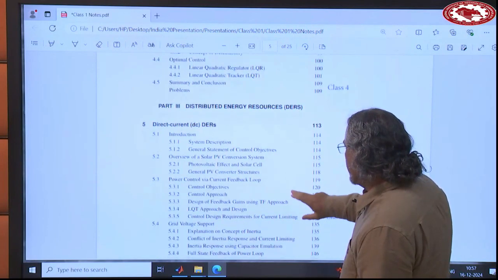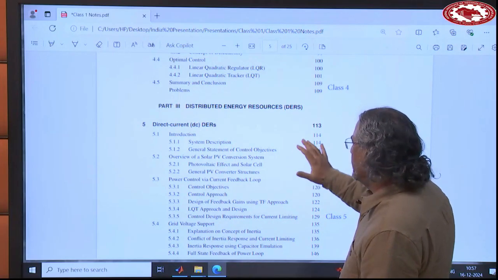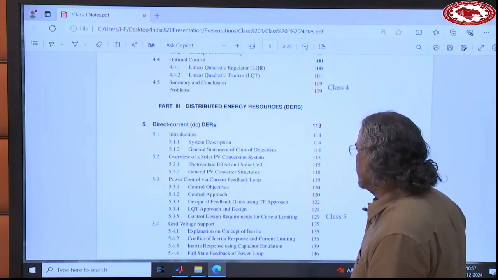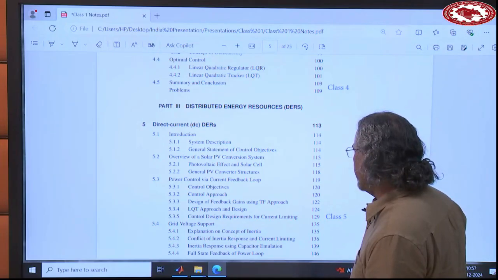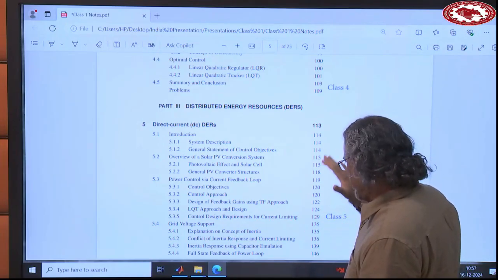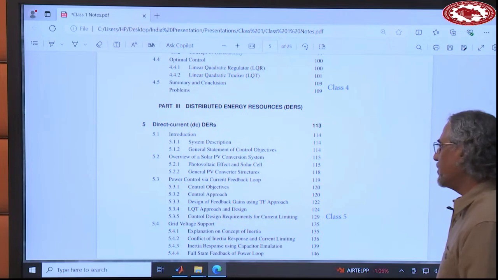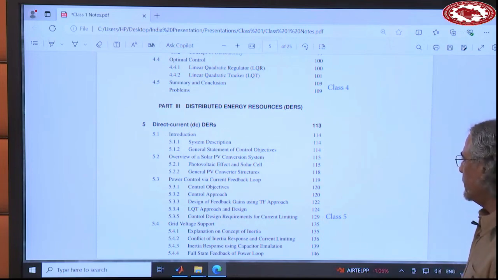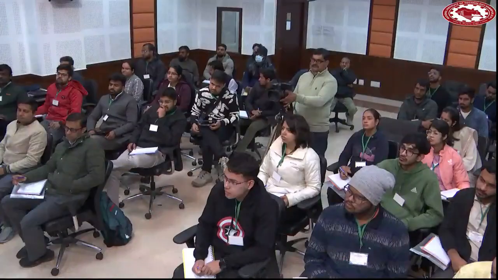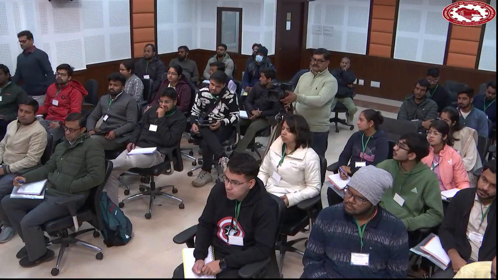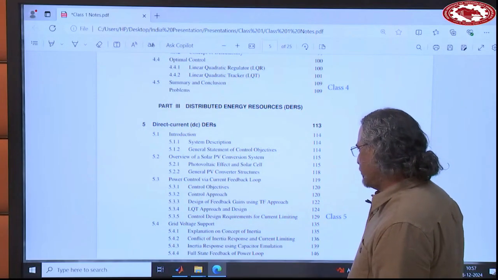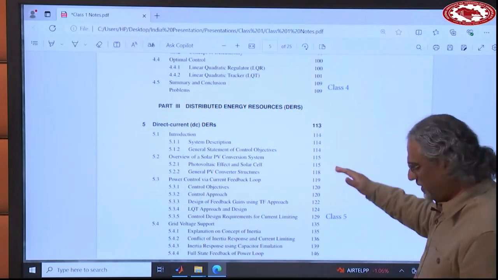Now, in this chapter, we really go into introducing what are the different distributed energy resources that we have. The first chapter is a long chapter. It's basically talking about DC distributed energy resources. So we're going to have 3 classes on this chapter, or maybe more, I guess 3. So you will see introducing the problem, solar photovoltaic converters, and the control problems and the approaches here.